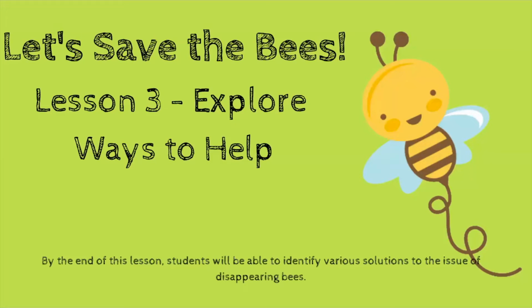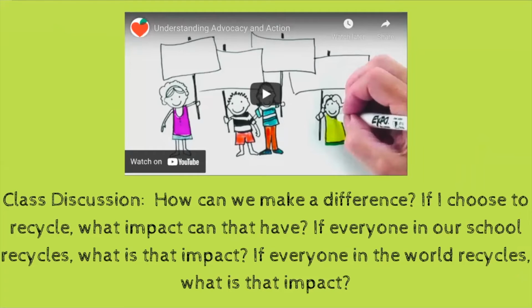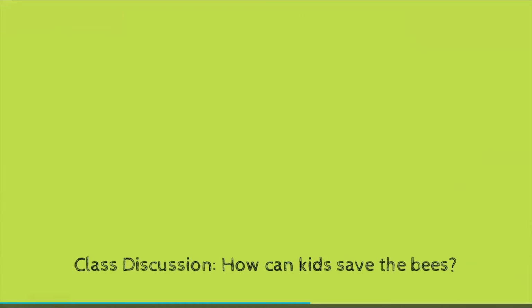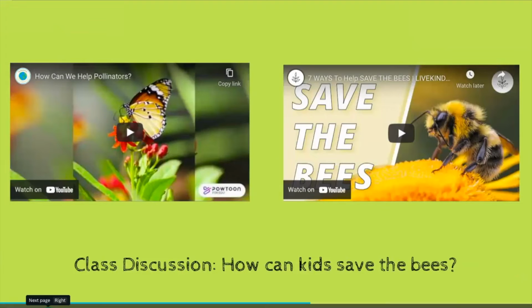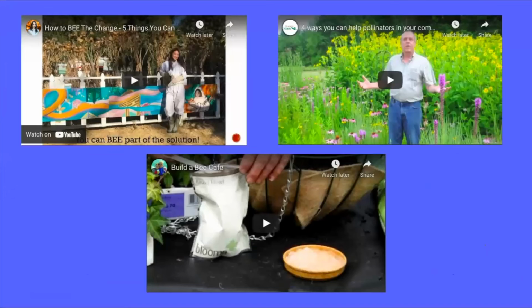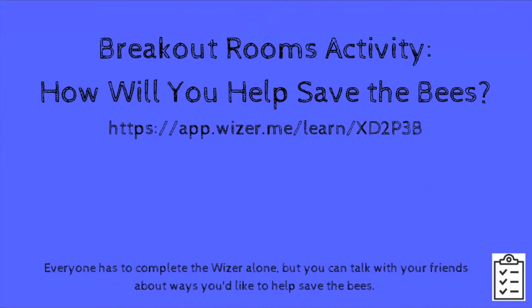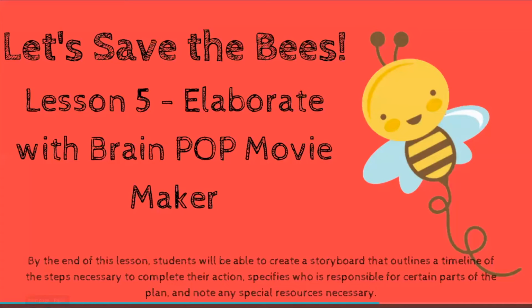Lesson three is about exploring ways that people, adults and children, can help save the bees. The first video to start this off is to talk about how we can make a difference if we work together more than just one person alone. And then here are some more ideas on how kids can save bees. Lesson four, we're going to talk about explaining ideas. So we have some ideas from the previous lesson, but now we're going to take that a little bit further. And we're going to get more ideas and explain which one would be best for us. And then they have breakout room activities.